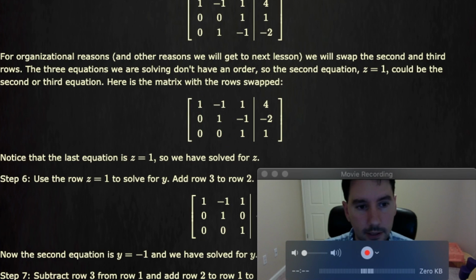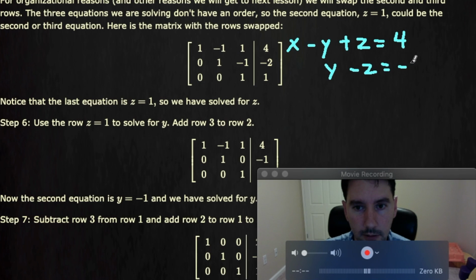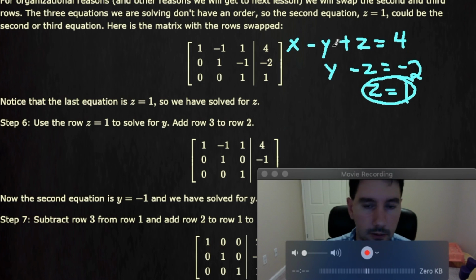And if we think about what this last equation means, right, and if we actually write out all the equations, what have we got now? We're saying x minus y plus z equals 4. The next equation is saying y minus z equals minus 2. And the last one is just saying z equals 1. So we've solved for z. And we could just use back substitution here to figure out, if we put in z equals 1, we can find y, and then put in y and z, and we find x. But we don't have to come out of the matrix form to solve all this.